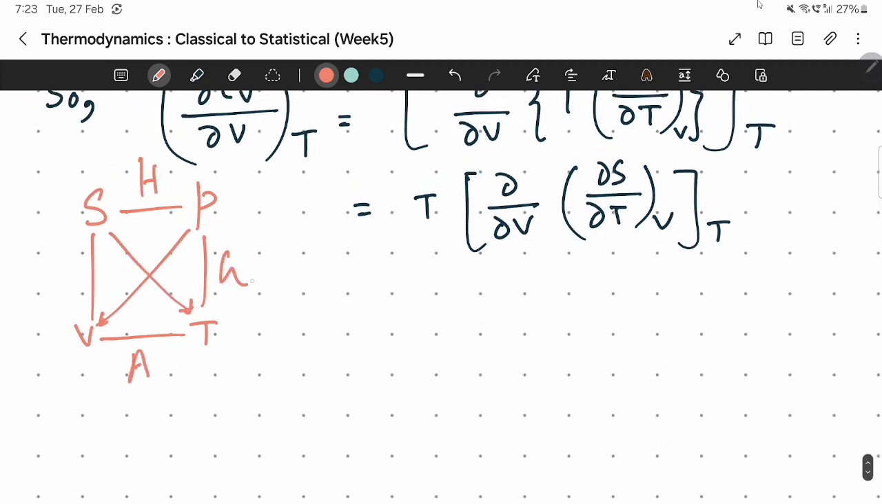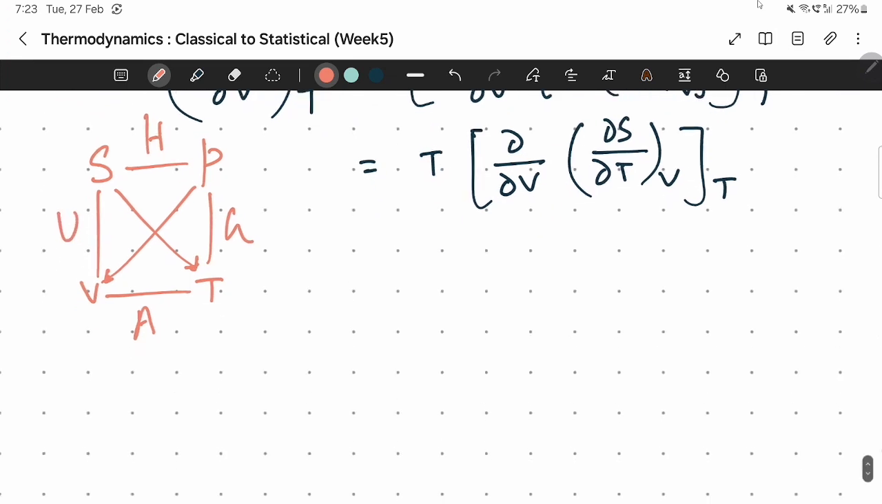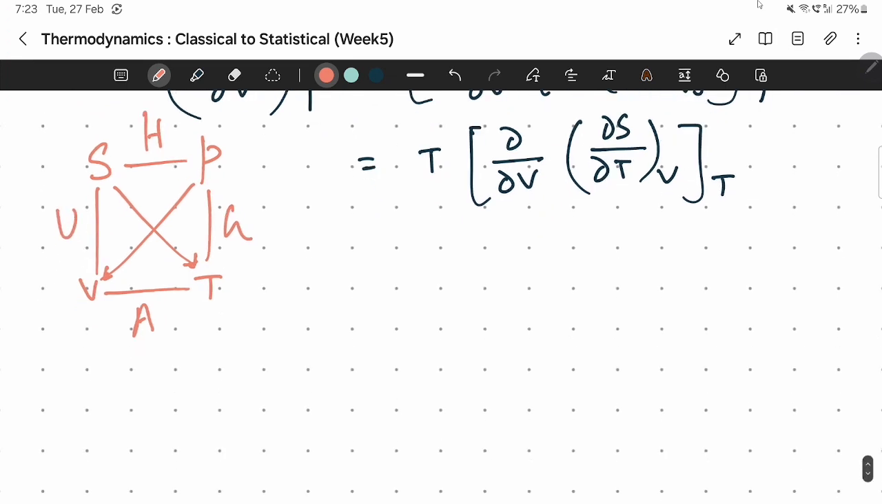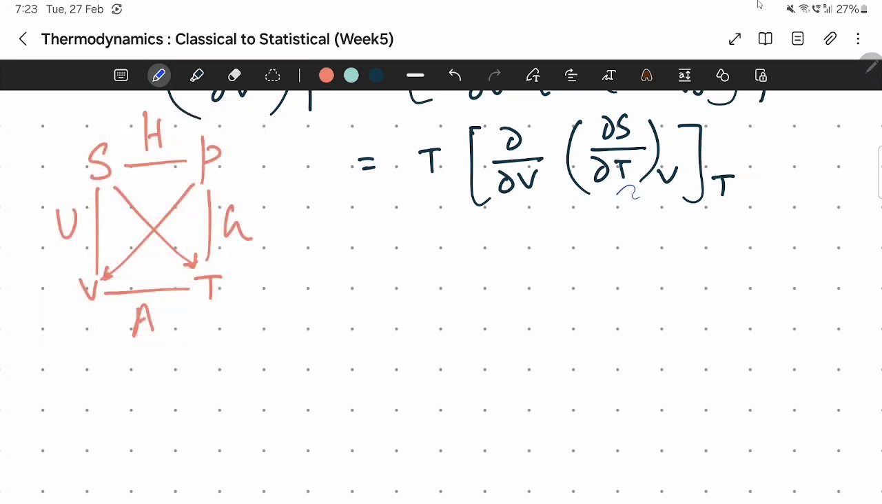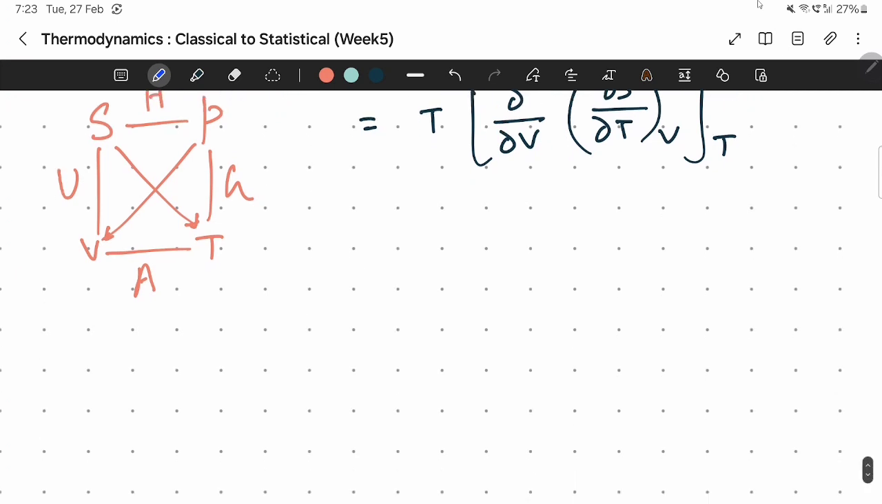This is our Maxwell equation. So we have to find out del S del T V. But if you look, there is no del S del T V combination. It means that we essentially need S to T to V, and there is no S to T to V. So we can't use the Maxwell relation here. So how can we approach this?